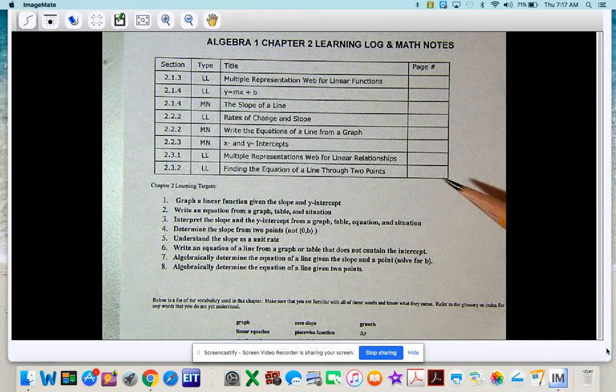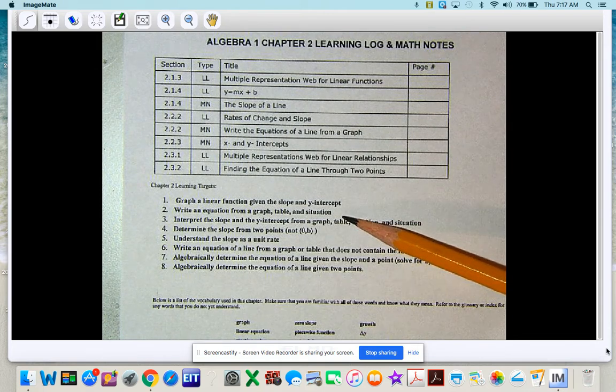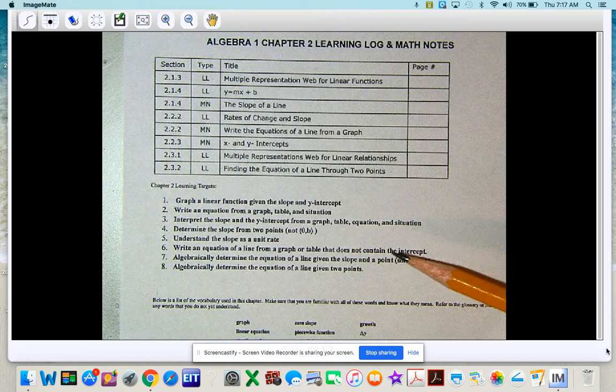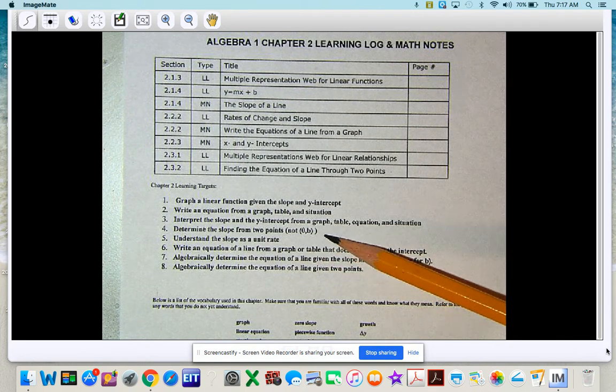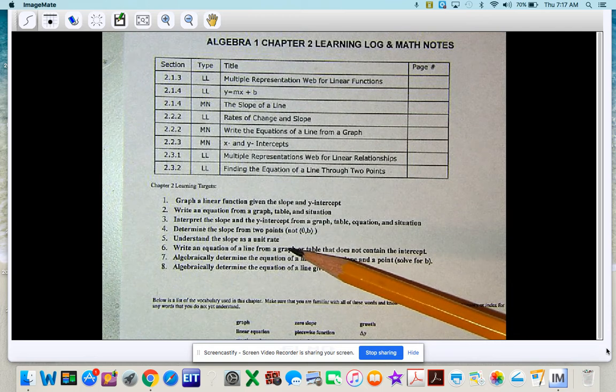So by the end of the chapter, you should be able to graph a linear function given the slope and the y-intercept, write an equation from a graph, table, or situation, interpret the slope and y-intercept from a graph, table, equation, and situation, determine the slope given 2 points, where one of them is not necessarily just the y-intercept. Understand that slope is a unit rate.